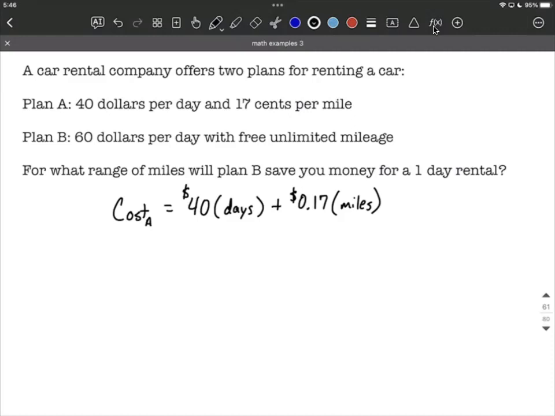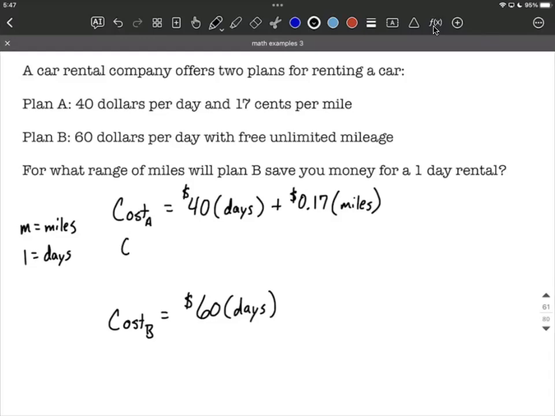We have a second option, which is cost of Plan B, which would be a flat $60 per day. So $60 multiplied by the number of days. But in this case, we don't have any per mile charge. It's unlimited free miles. All right, so these are the two different representations we have going on here. I'm going to say M is our number of miles. And what we're trying to do is figure out if you rent this for 1 day, what's the range of miles that Plan B is going to save you or be the better deal. Okay, so we have 1 as our number of days.